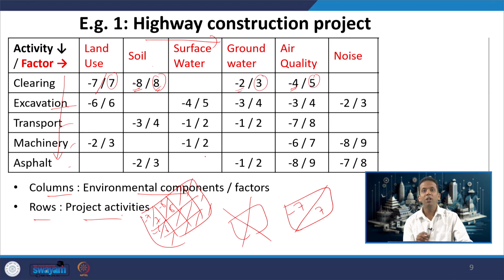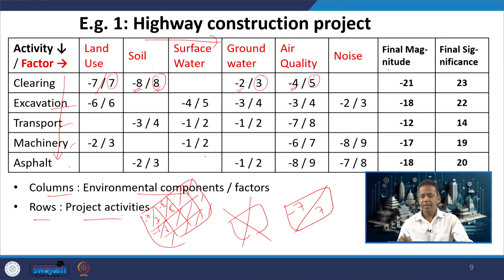Since they are all numbers, they can be added to give us the final scores. The final magnitude score would be the summation of all the numbers row wise. So, how do we get -21 here? That is -7 plus -8, -2 and -4. 4, 2, 6, 7, 8, 15. So, it is -21. That is how you get the final magnitude. Similarly, you get the final significance: 7 and 8, 15, 15 and 5, 20, 23. If it is negative, you put the value negative. If it is positive, you put the value as positive.